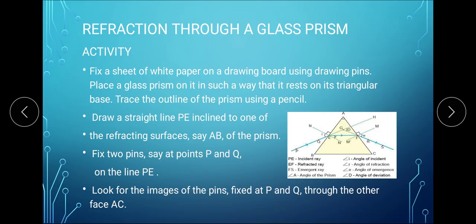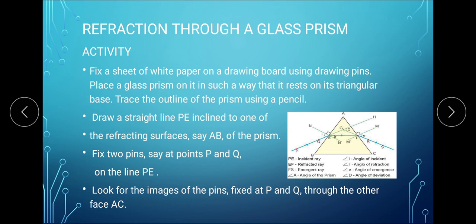As you can see in the figure, जो आपकी emergent ray है वो incident ray के parallel नहीं है जैसे कि glass slab में होता था. यहाँ पे ऐसा नहीं है. It is inclined to the direction of the incident ray at an angle called the angle of deviation. You can see in the figure, angle D represents the angle of deviation. The angle of deviation is the angle which the emergent ray makes with the direction of the incident ray.